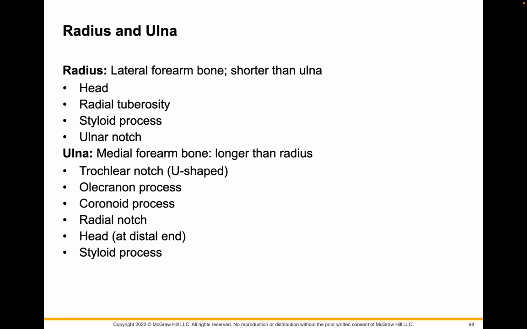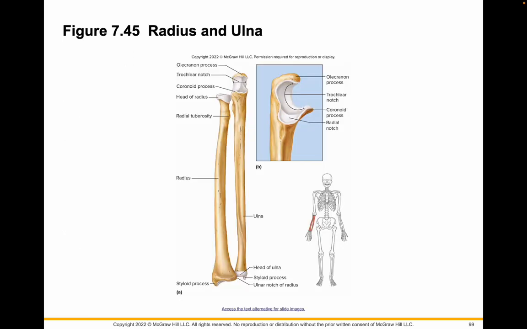So radius is shorter than the ulna. It is the lateral forearm bone, the one that is to the side if you're in anatomical position. So it lines up with your thumbs. And the ulna is the longer of the two bones and is medial. And so here are those, radius and ulna.